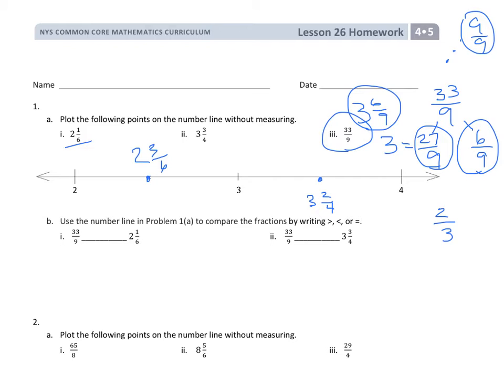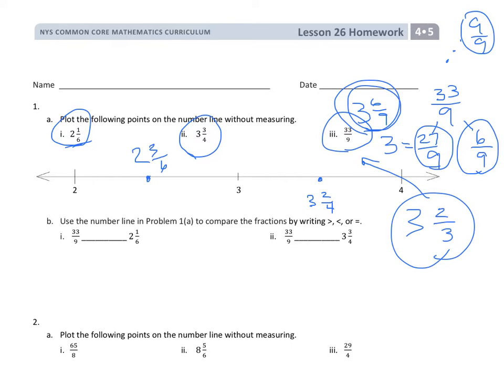For part B, you're going to use where you plotted these numbers. So seeing where you put 2 and 1/6, 3 and 3/4, and 3 and 6/9, or 3 and 2/3, as we've also called this, we want students to think about how these numbers compare. So find where you plotted 3 and 6/9, or 3 and 2/3, compared to 2 and 1/6. Is it greater than, less than, or equal to?